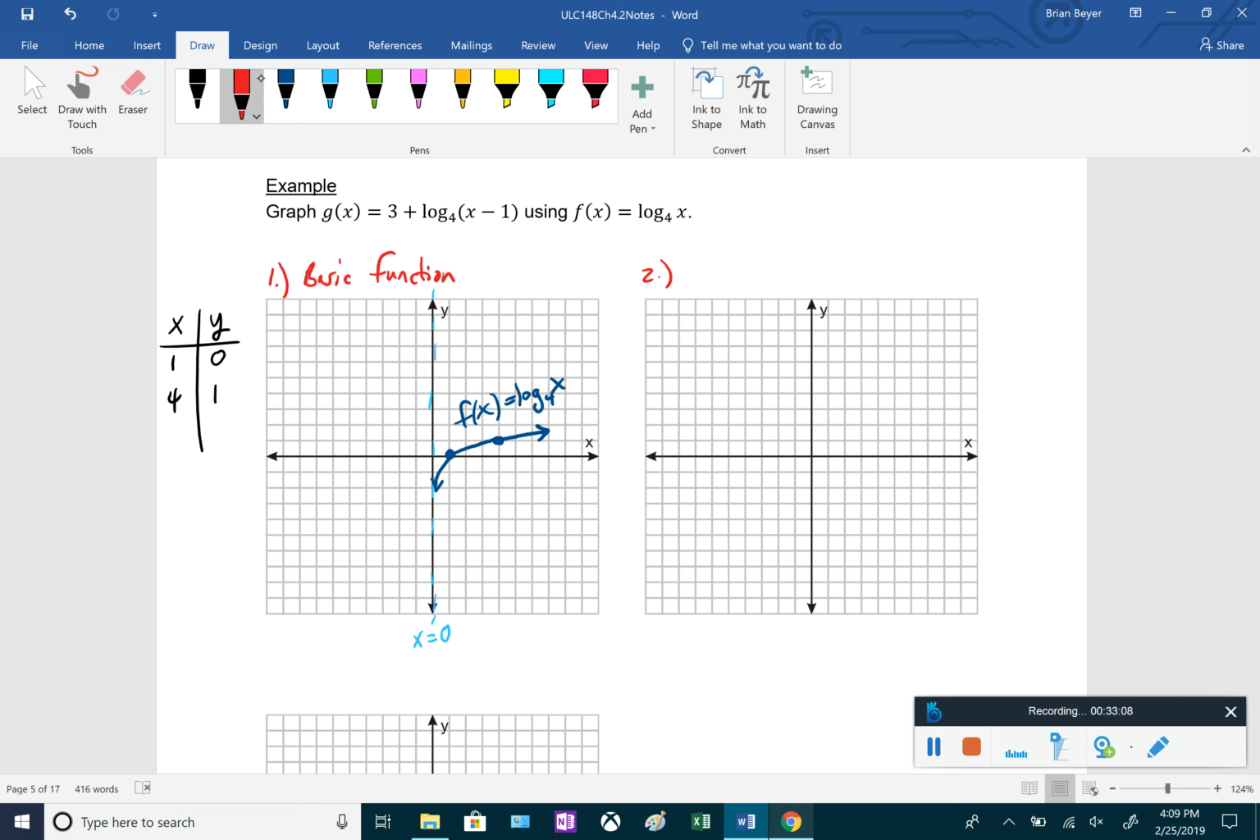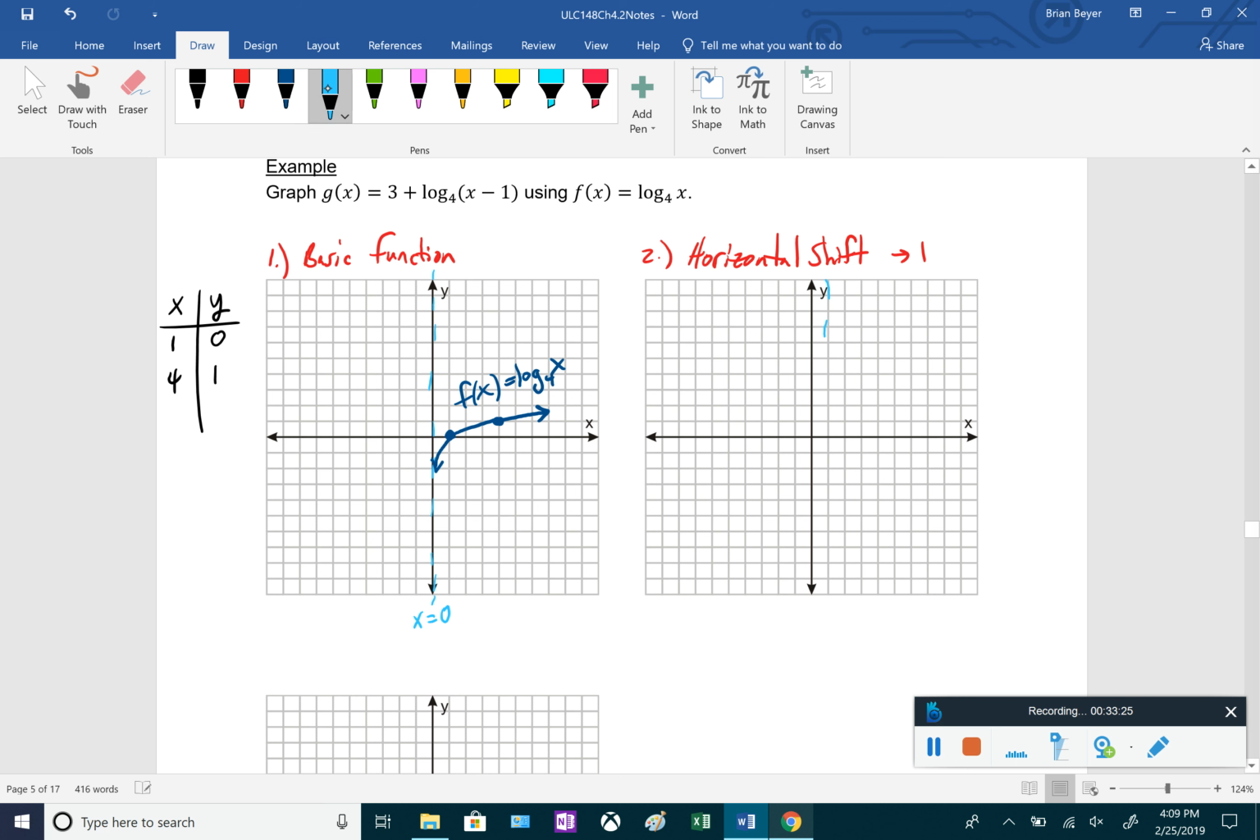So the first thing that we always have to check is for a horizontal shift. There is a horizontal shift here. The x minus 1 is the horizontal shift. That means we're moving to the right 1 unit. So we're going to take all of these points and move them to the right 1 unit from the previous graph. That actually means the vertical asymptote is also going to move. So now the vertical asymptote's at x equals 1. Move that one to the right. And we move every other point to the right, and we end up getting something like this. And this is going to be, I'm just going to call it y, y equals log base 4 of x minus 1.